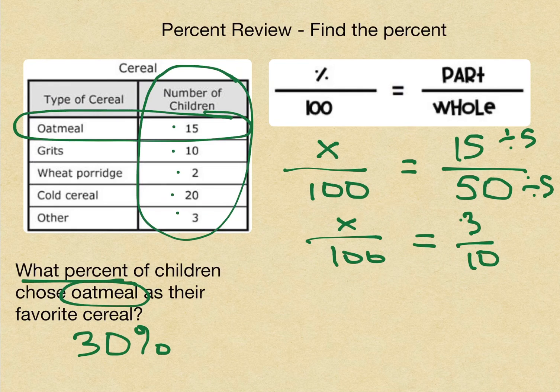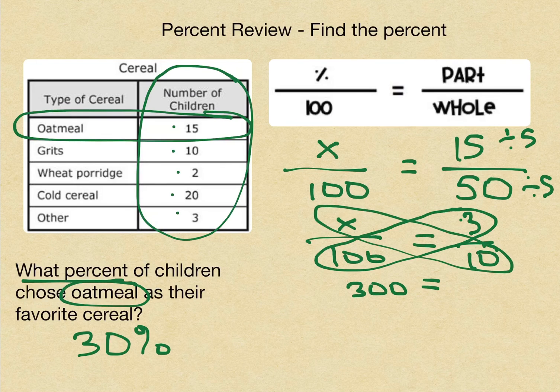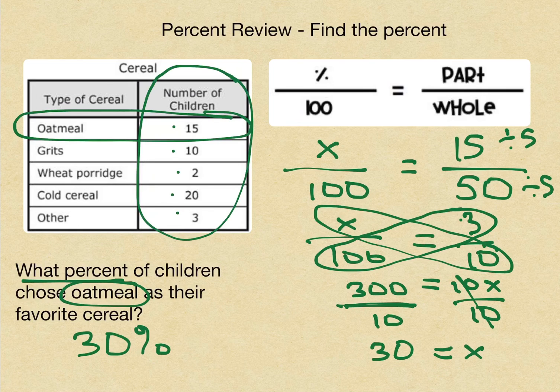Or, if you're like, I really am not good at that, I can't see it that way, the other thing you can do is also cross multiply. So you can take 100 times 3 and get 300 equals, and then multiply 10 times x to get 10x, and then we can divide both sides by 10. Now it's just a one-step equation. On the right side, 10 divided by 10 is 1, so we just have our 1x, and then 300 divided by 10 gives you 30.